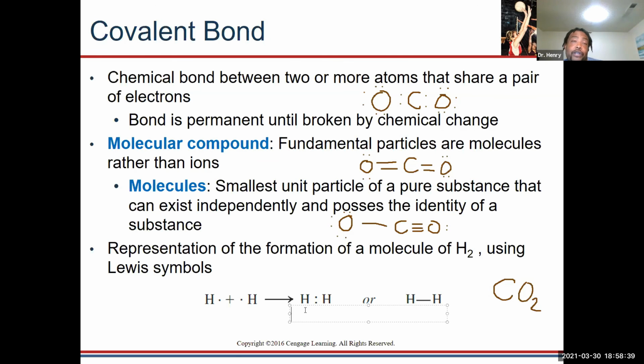So on your homework, you guys have something called formal charges. Now I'm going to show you how to calculate your formal charge. And then I'll show you the formal charge.